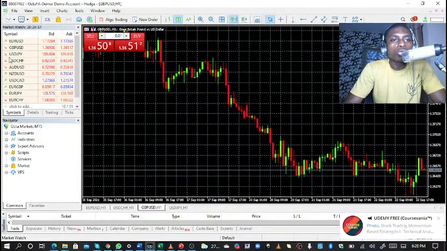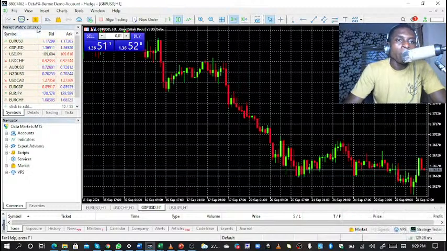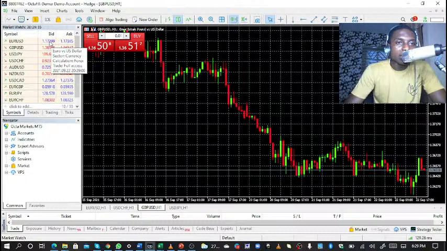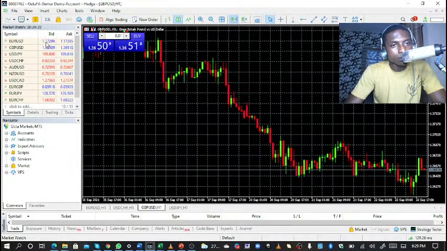Awesome. So now this is the platform, the MT5. As you can see towards the left-hand side, this is the Market Watch. It's showing you the different currency pairs. Now we talked about the bid price and the ask price, and you can see that there is a price difference between them. I said earlier, the bid price is the price that the trader is willing to sell, and the ask price is the price that the trader is willing to buy.